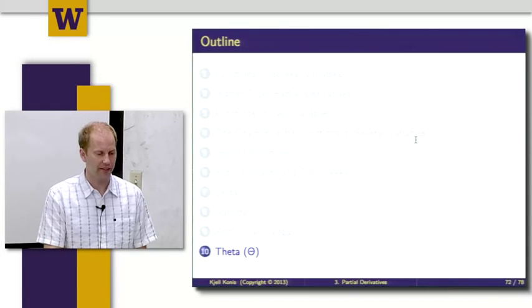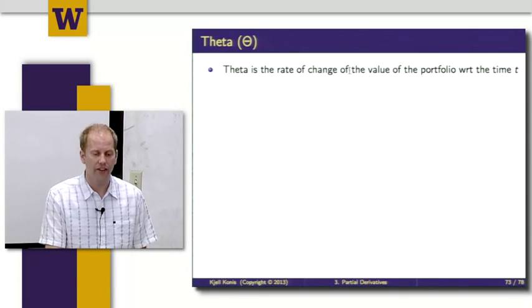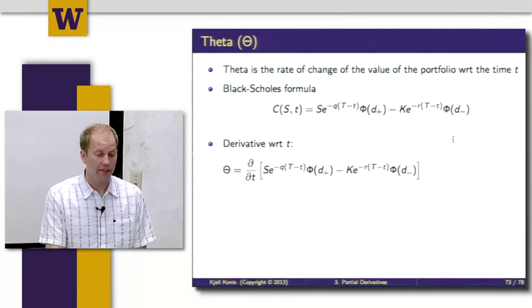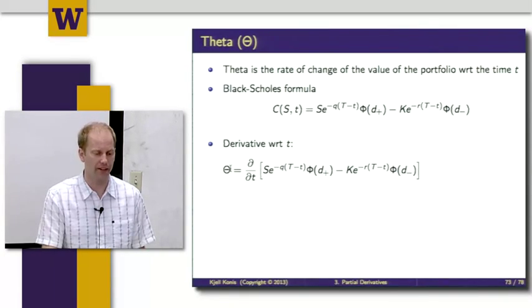So the last Greek that I want to go through the calculation of is theta. Theta is the rate of change of the value of the portfolio with respect to time t. Again, our portfolio that we're considering just contains a single call option, so the price of our portfolio is going to be the Black-Scholes price for a European call option. We'll just start by taking the partial derivative of the Black-Scholes price formula with respect to t, and that's what we're going to call theta.